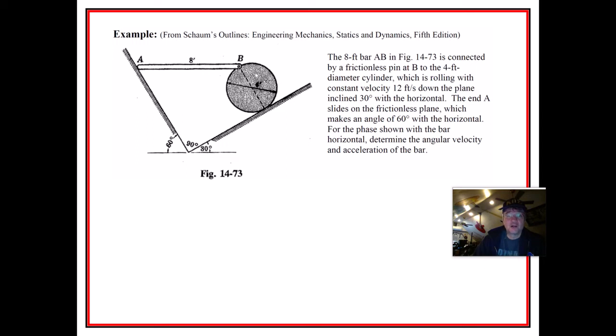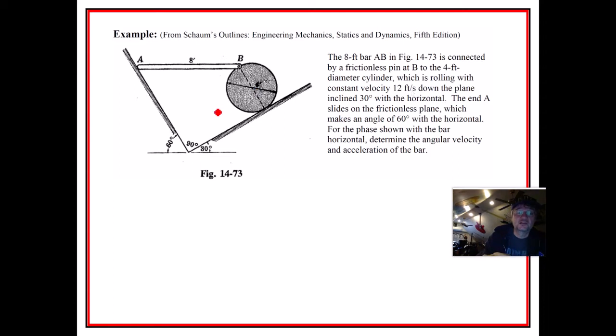Anyway, back to the problem. We have this disc again with a rod attached here, and somehow it's this 8-foot bar that's huge. This 8-foot bar AB is connected to a frictionless pin and to a 4-foot diameter cylinder. I don't know what this thing does or where you would see this in the real world, which is rolling with a constant velocity of 12 feet per second down the plane, right?